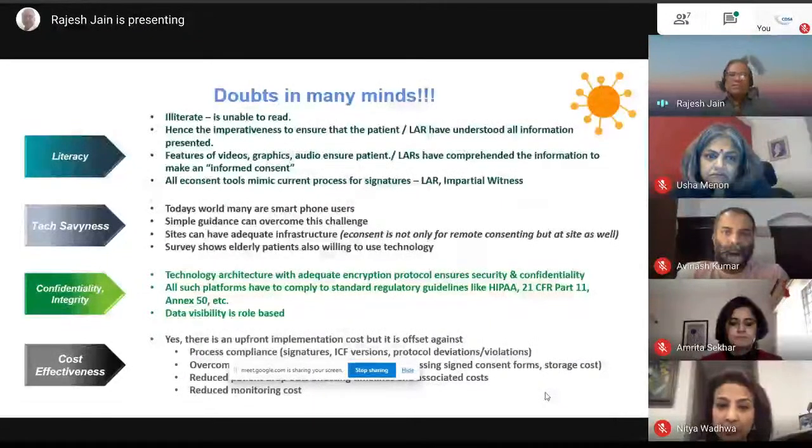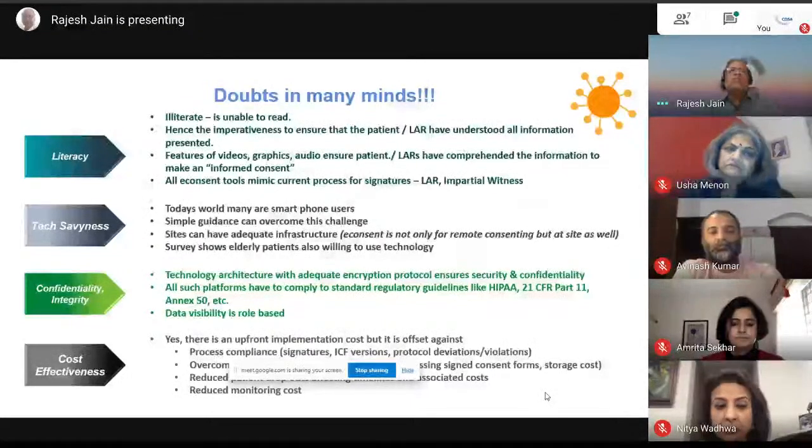It's a technology platform which has to firstly meet all the compliance requirements of 21 CFR Part 11, Annex 50, HIPAA, and so on and so forth. So confidentiality of the patient is well assured.